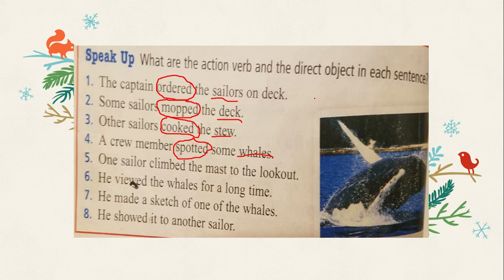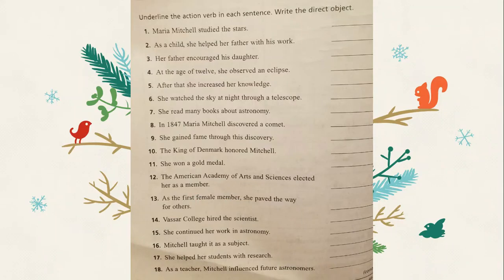And then I want you to go to your Workbook Plus page 38. Okay, that's page 38. It says underline the action verb in each sentence, and then you will write the direct object. But as we did in the first activity, we will circle the verb and underline the direct object with red. I'm going to do some for you. Let's read number 1. Be ready.